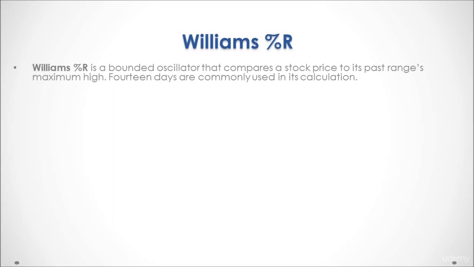Williams percentage R is a bounded oscillator that compares a stock price to its past range's maximum high. 14 days are commonly used in its calculation. For full reference, I recommend that you visit Larry Williams' website at williamspercentager.com.